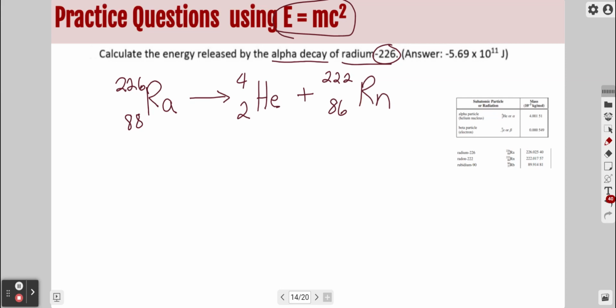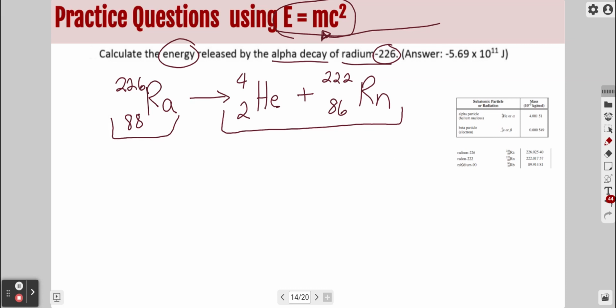So to actually calculate the energy, we need to find the amount of mass that was lost in this nuclear reaction. In order to do this, we need to find the masses of the reactants and the products. All right, so in this case, we need to now figure out how much mass was lost. So our products are going to have less mass. Our products here are going to have less mass than our reactant. So we need to add up the masses of our products.